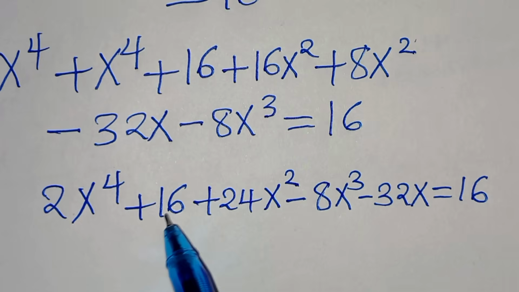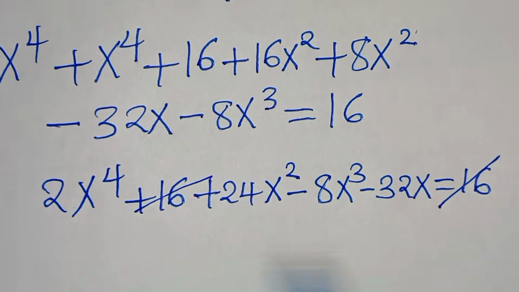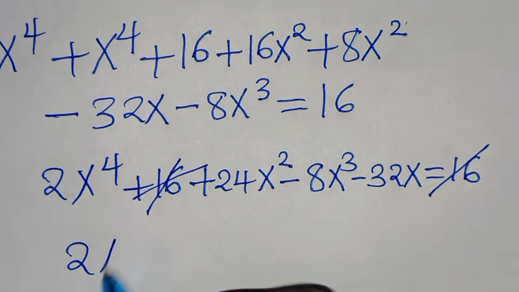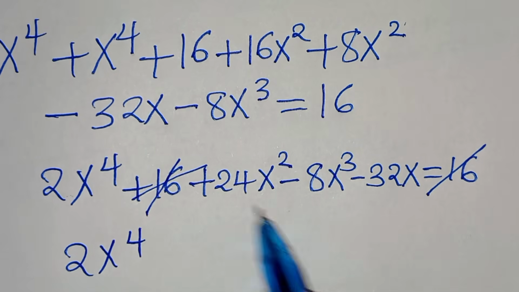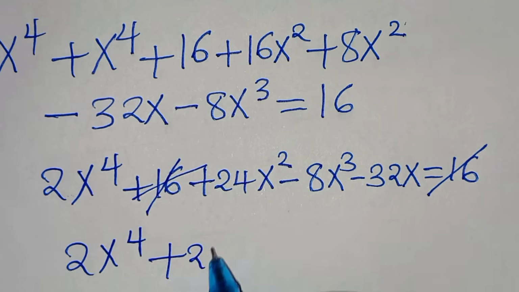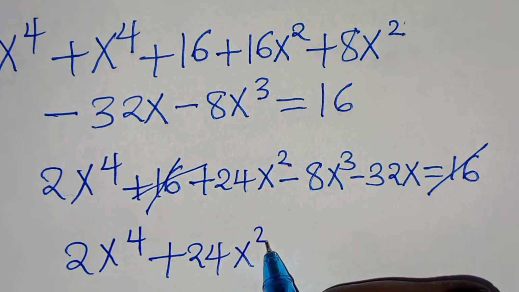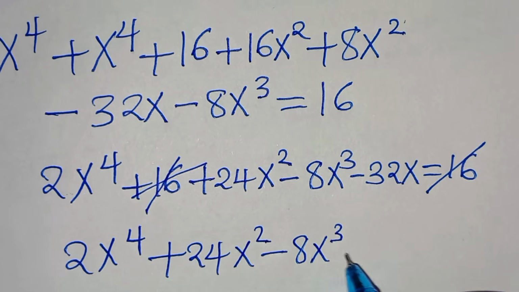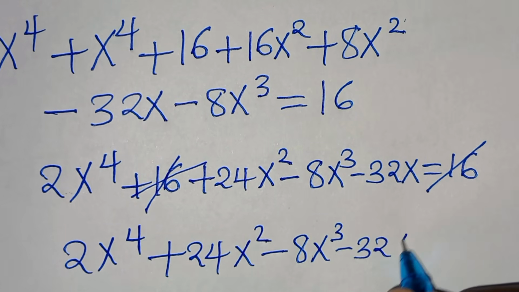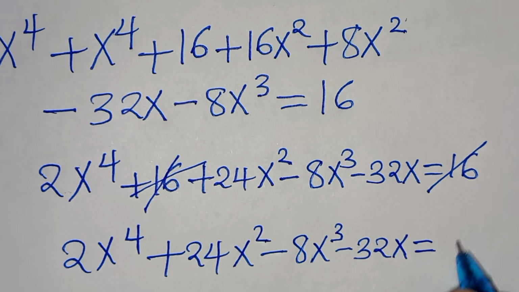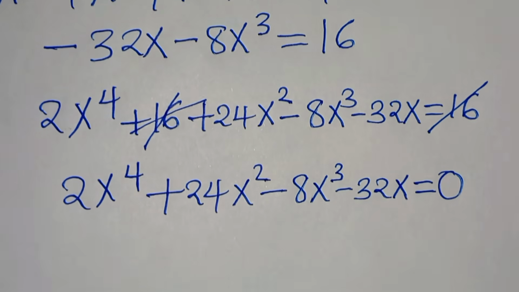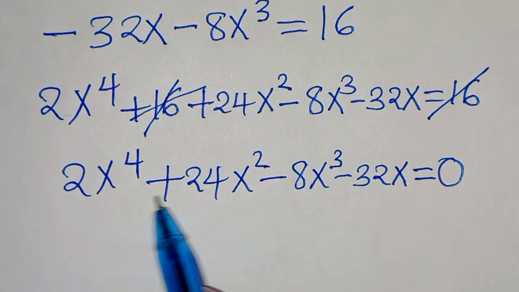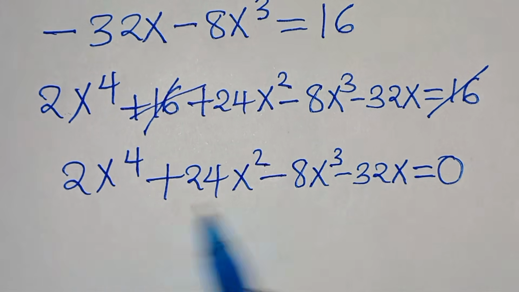Now, 16 and 16 here simplifies, so that now we have 2x to the power of 4, plus 24x to the power of 2, minus 8x to the power of 3, minus 32x. This is equal to 0. Okay, so we have here that 2 is common here.